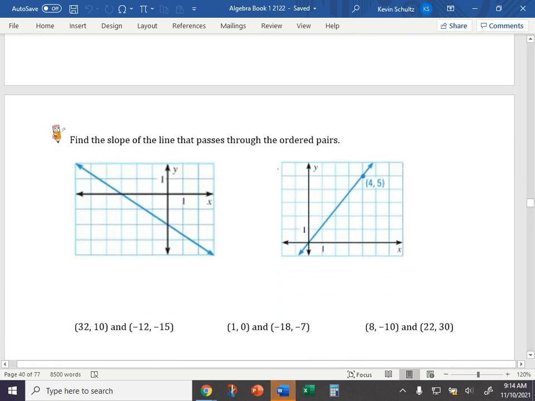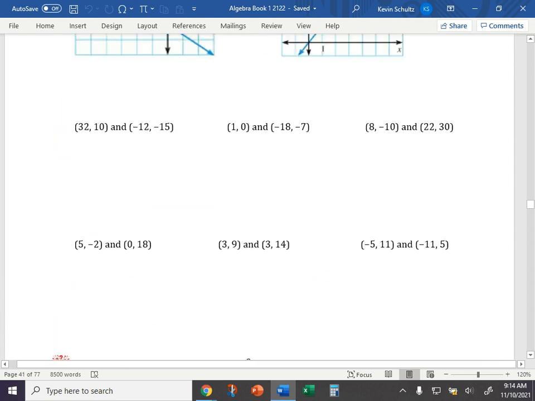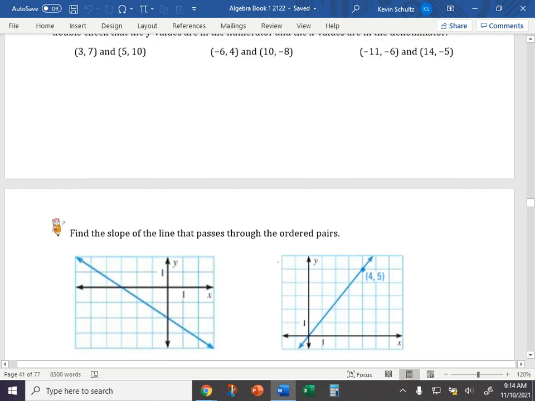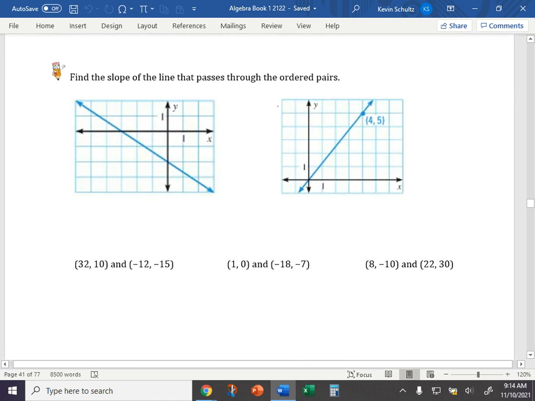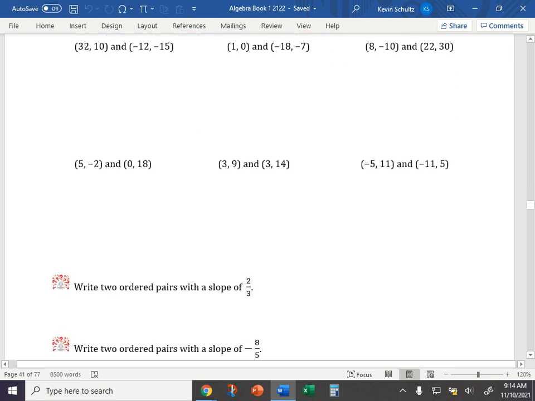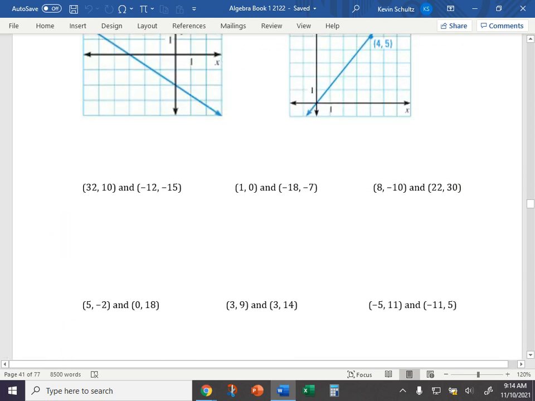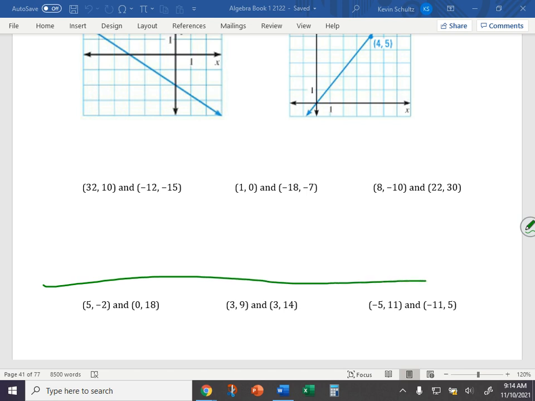So for homework for tomorrow, I would like you to do the one we didn't do on this page and these first 5 on the second page. You can save these 6. We'll talk about them tomorrow. Okay, so stop after you do 32, 10, negative 12, negative 15, and so forth. So finish the page we're currently on, and then the first 5 on the second page. Okay? Homework due tomorrow.